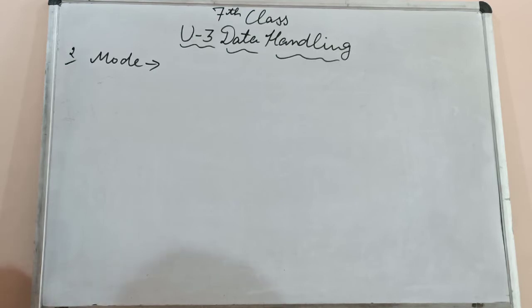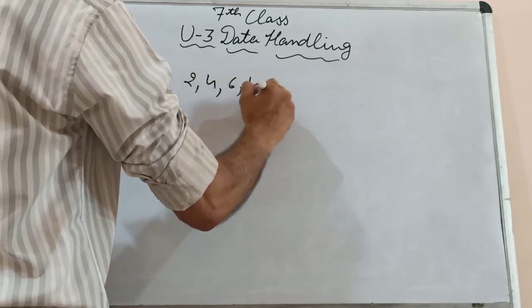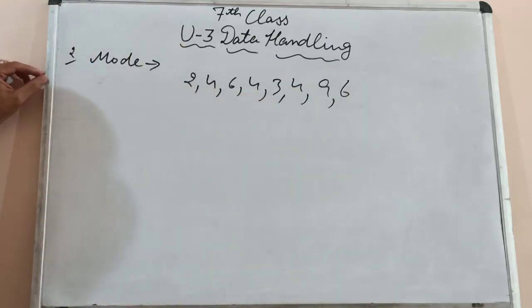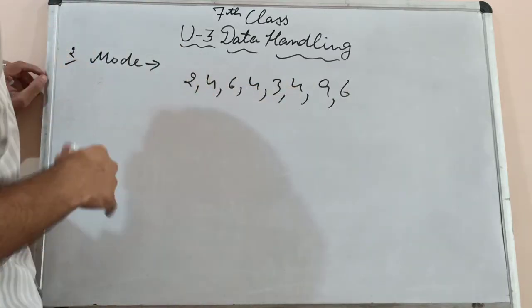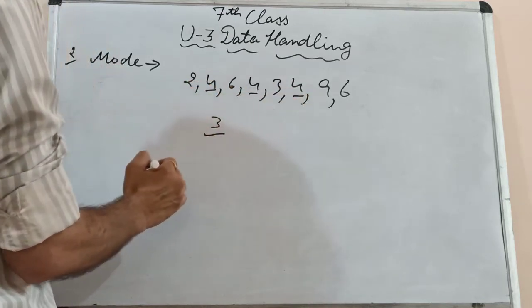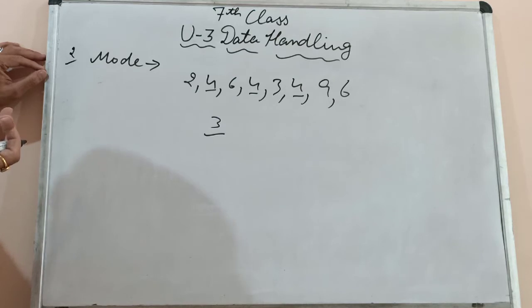Yes, next is mode. What is mode? The observation that occurs most often is called mode. Observation that occurs most often. Let us, we have data like this. Okay. Now, which data is most occurring? That is 4. 4 is occurring 3 times. Okay. So this is called the mode. So the data which occurs most of the time is called the mode. Clear?